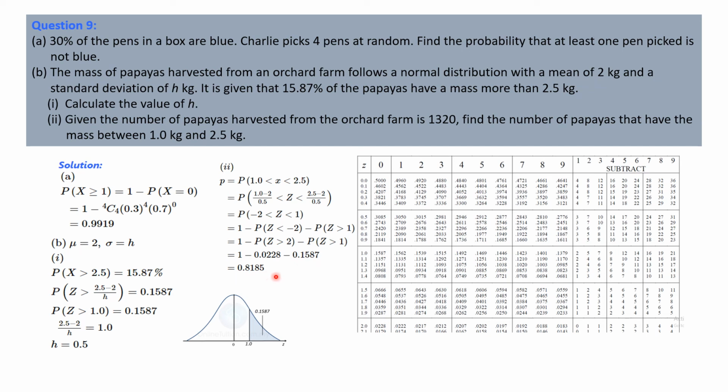So to get the number of papayas, we have to multiply the probability with the total number of papayas, which is 1,320. So out of the 1,320, we have 1080 papayas which have the mass between 1 kg and 2.5 kg.